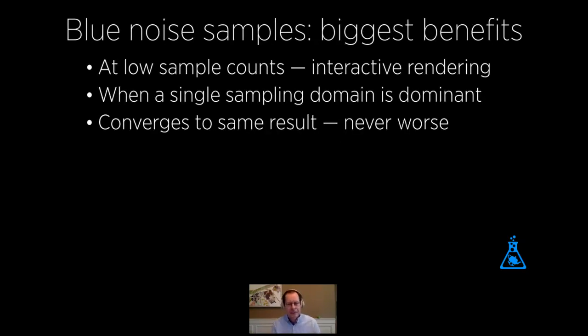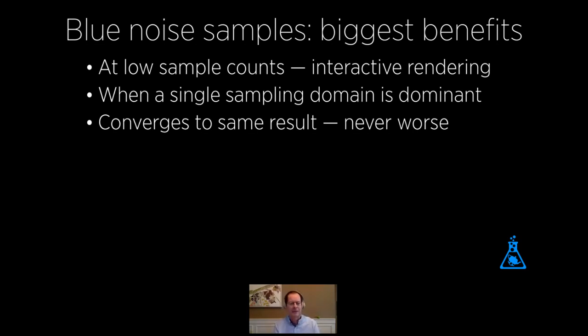So the biggest benefits, as I mentioned, are at low sample counts. That's why I showed images with 1 sample per pixel and 4 samples per pixel. But again, that's really what matters most if you're doing interactive rendering, because as you're changing your scene, you spend a lot of your time looking at images with those sample counts.